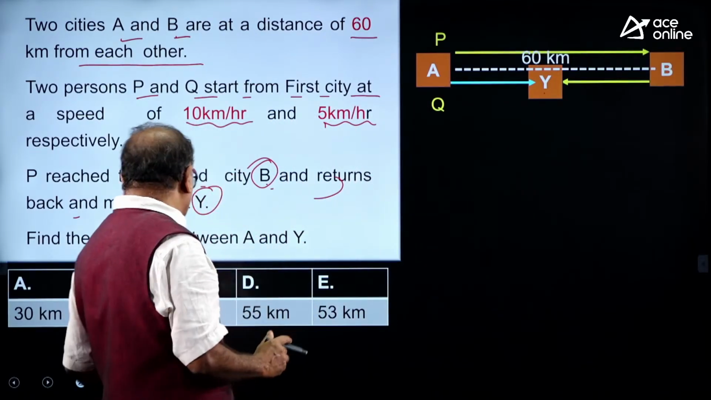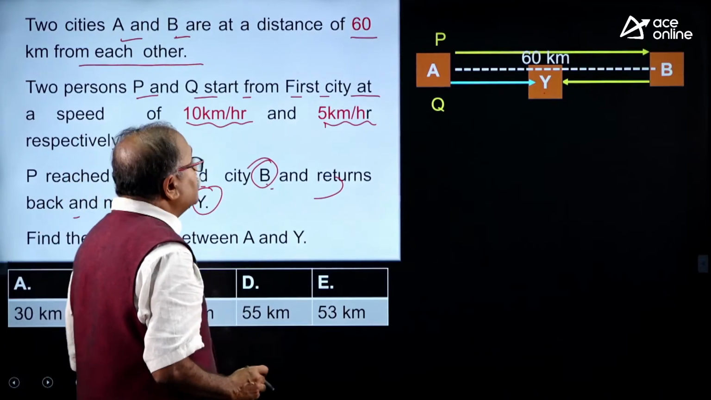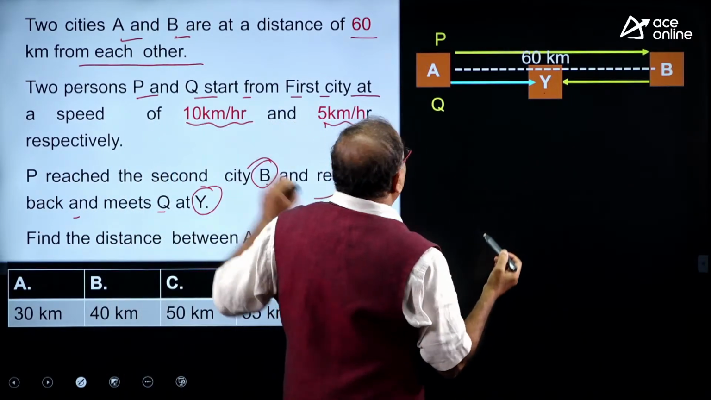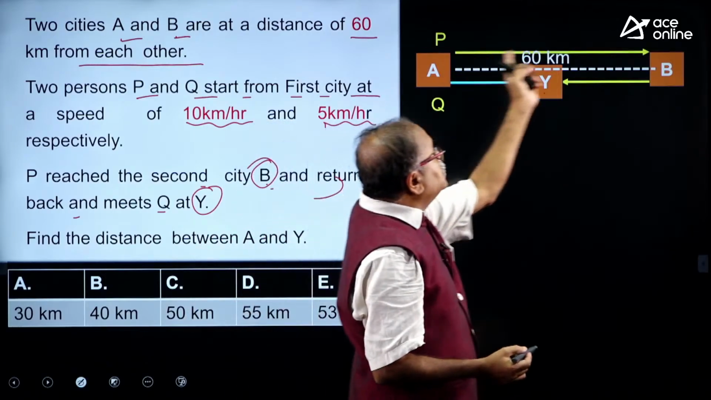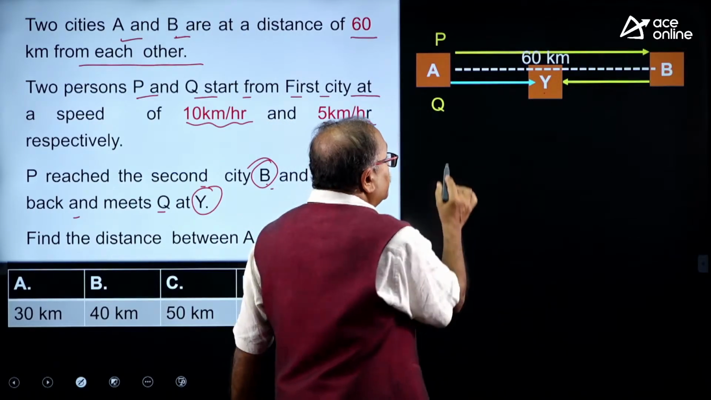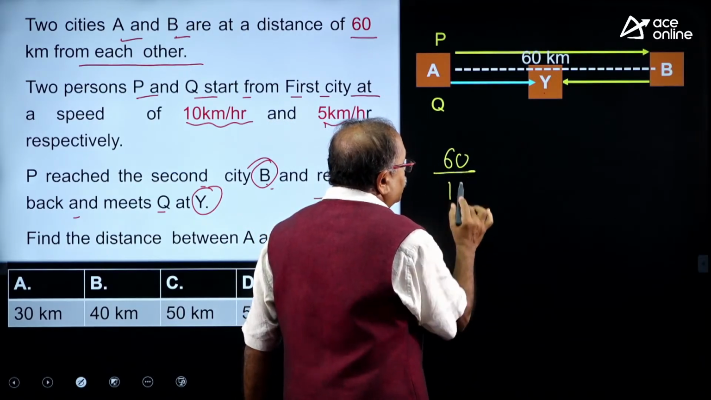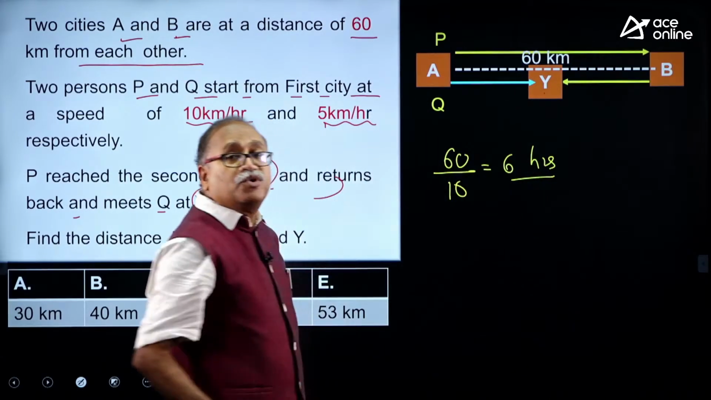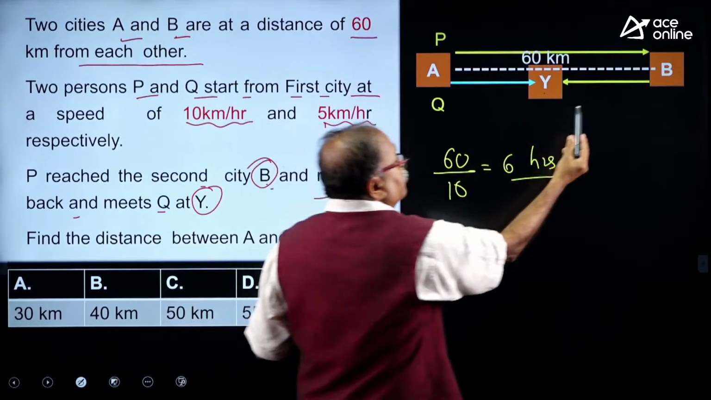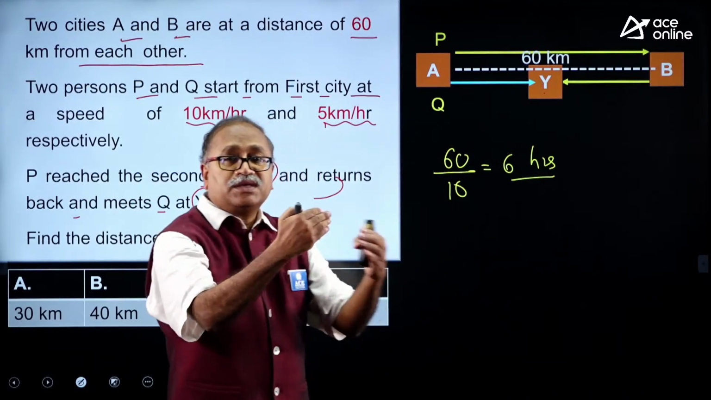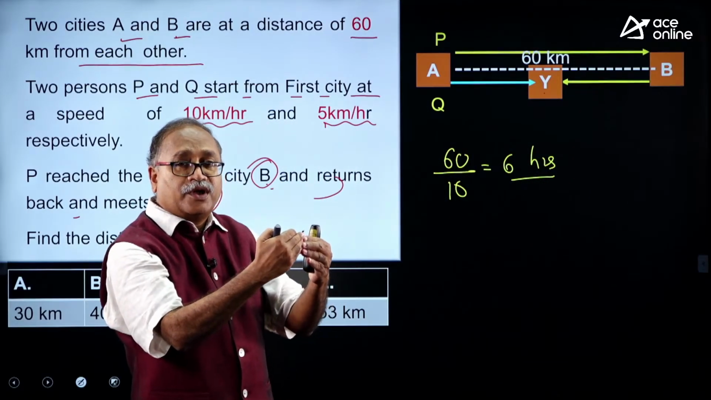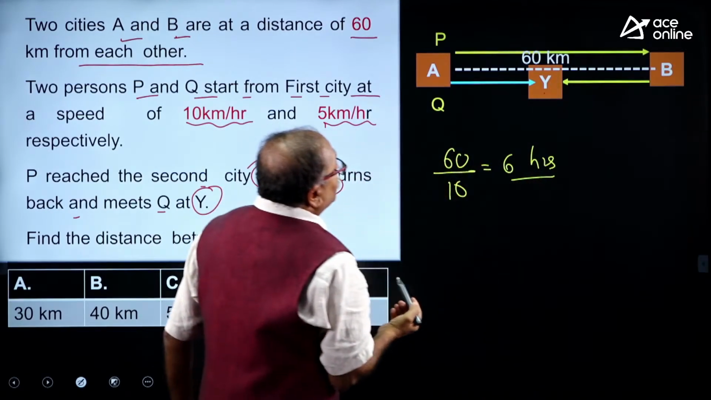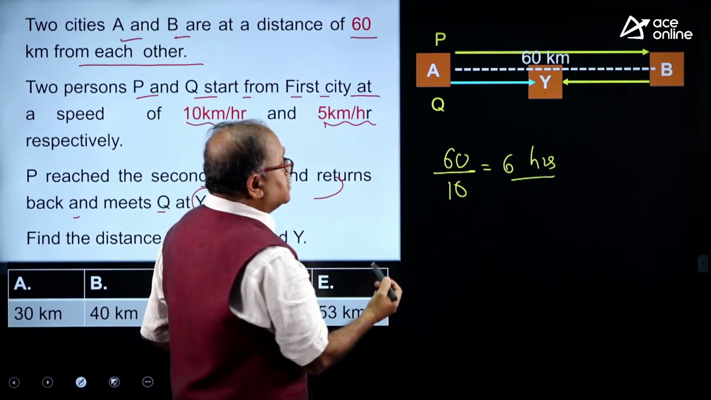How to do it? I will give a little clue over here. What is the speed of P? The speed of P is 10 kilometer per hour. He covers the 60 kilometer in how much time? That is 60 divided by 10, it is nothing but 6 hours it takes to go up to B, and after B when he takes the turn, now it is a relative speed. Okay.